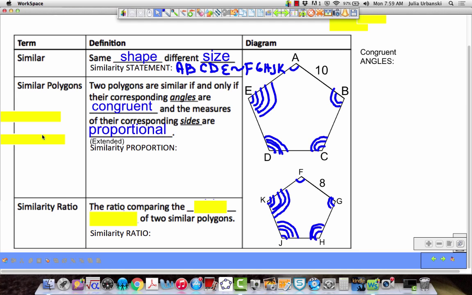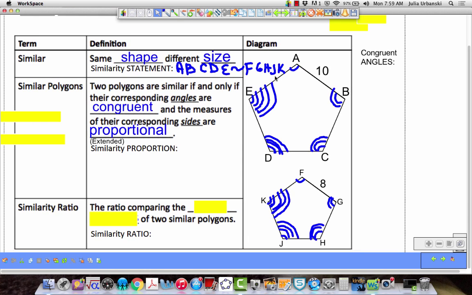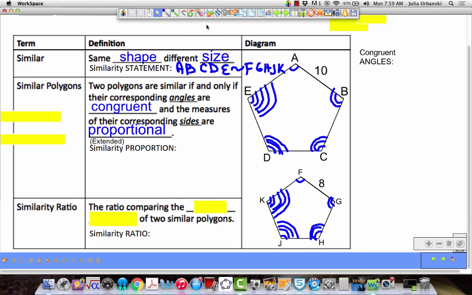So let me show you something. We don't have any similarity marks, but we're going to create some so that you know how to show what goes with what. And when it's triangles, it's a lot easier. But with these polygons, I'm going to show you here with these pentagons. It's not a congruent mark. We used to have a congruent mark where you just make a dash. But for a similarity mark, you make a little squiggle like this to show that those two go together.